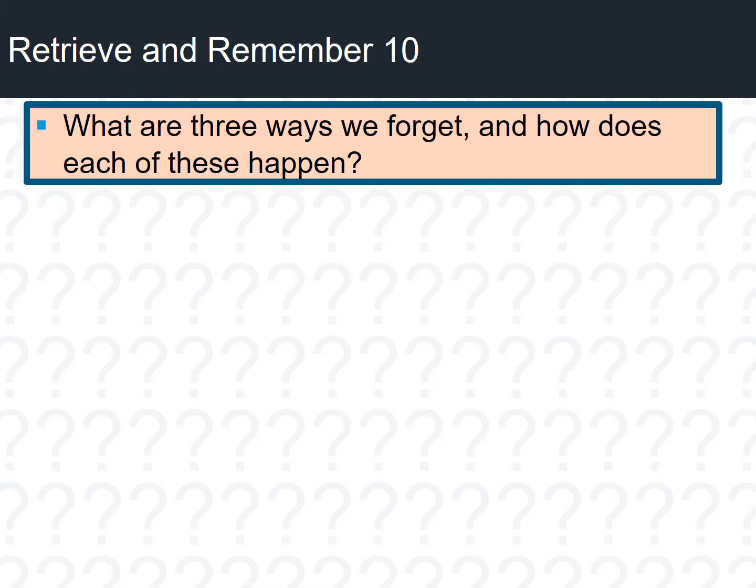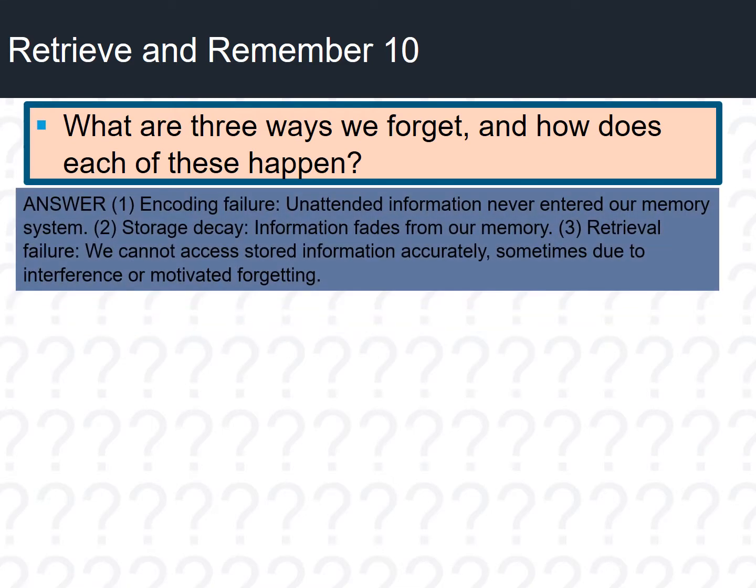So, what are 3 ways we forget, and how does each of these happen? So first is encoding failure. You simply just didn't attend to the information, so it never entered your memory system. The second one is storage decay. The information fades from your memory. And third is retrieval failure. We cannot access stored information accurately, sometimes due to interference or motivated forgetting.